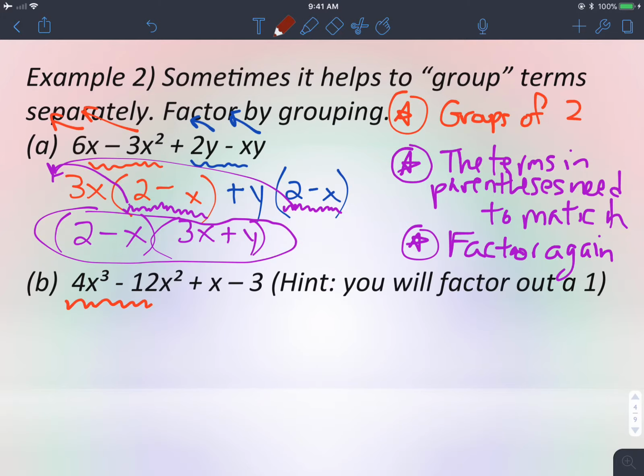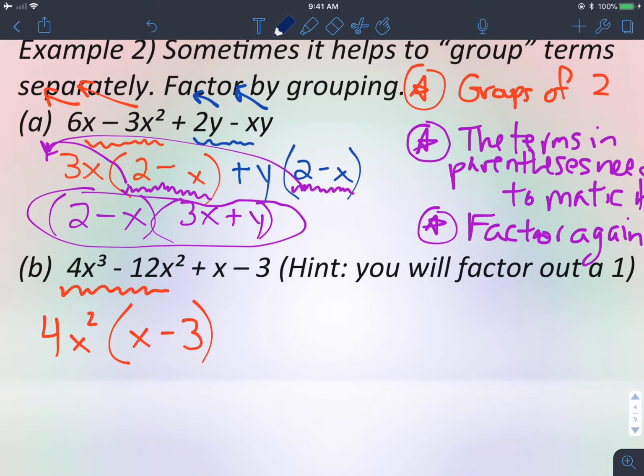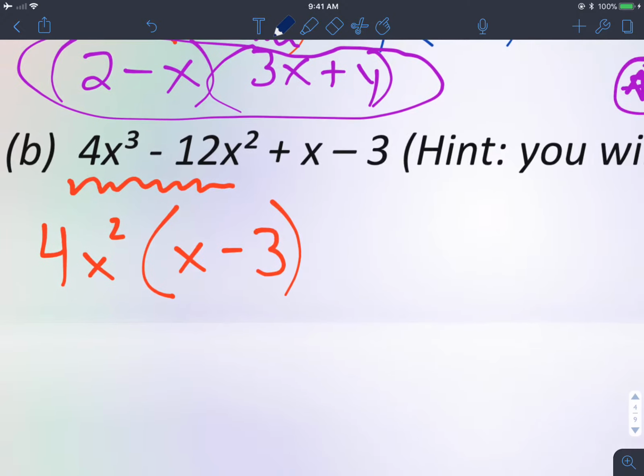Okay. 4x to the third minus 12x squared. What do they have in common? I think I see a 4 in both of them. And I also see an x squared in both of them. That leaves me with x minus 3. I gave you a little hint there. You will factor out a 1.